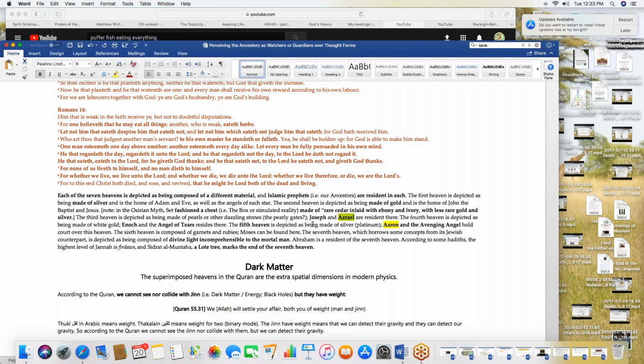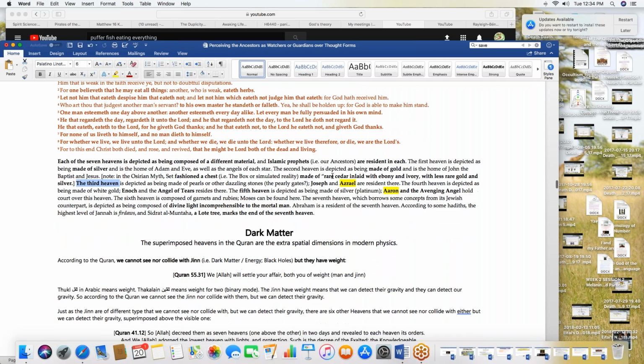So when we see the character Joseph, we are talking about a transition from the first two heavens or levels of consciousness, which represent what is called the astral plane, still part of the simulated reality. The third heaven represents the transition out of the astral plane or the simulated reality. You all with me?